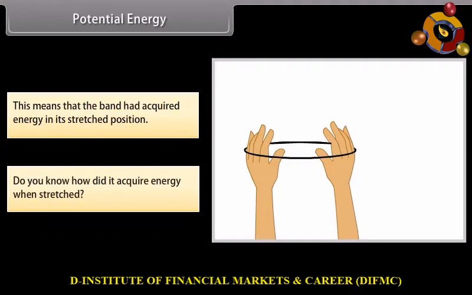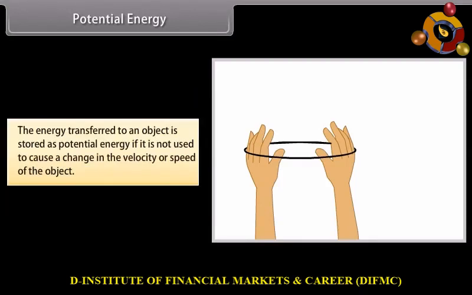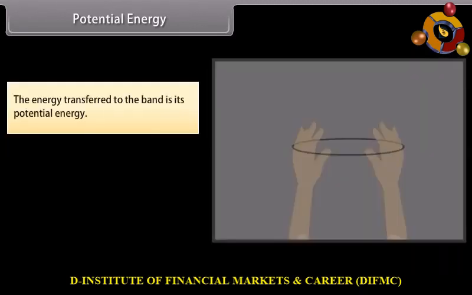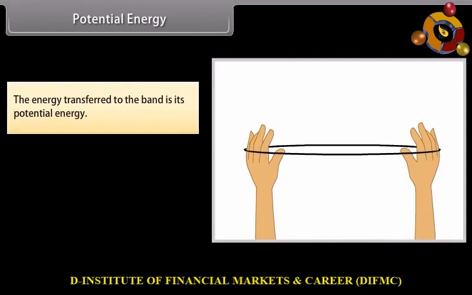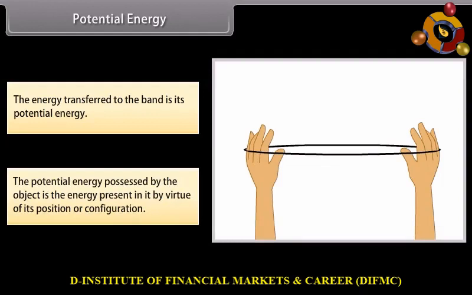Do you know how it acquired energy when stretched? Here the energy gets stored due to the work done on the object. The energy transferred to an object is stored as potential energy if it is not used to cause a change in the velocity or speed of the object. We transfer energy when we stretch a rubber band. The energy transferred to the band is its potential energy. The potential energy possessed by the object is the energy present in it by virtue of its position or configuration.